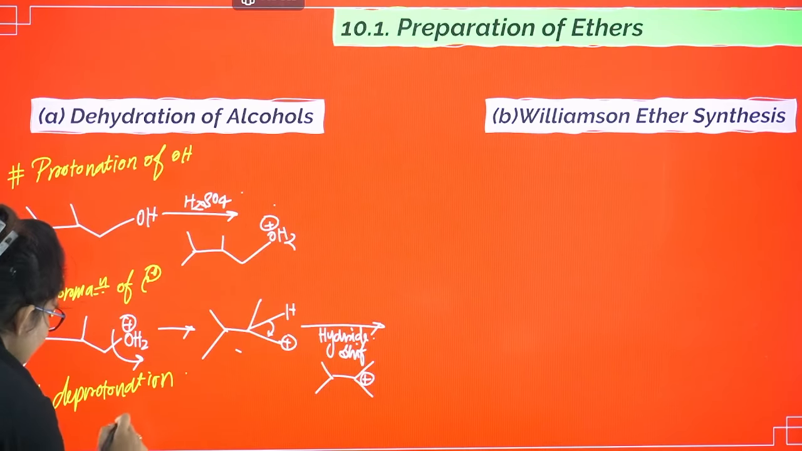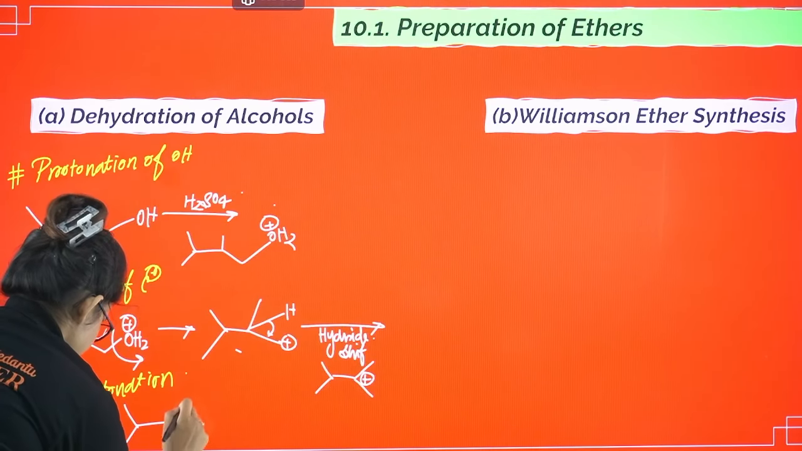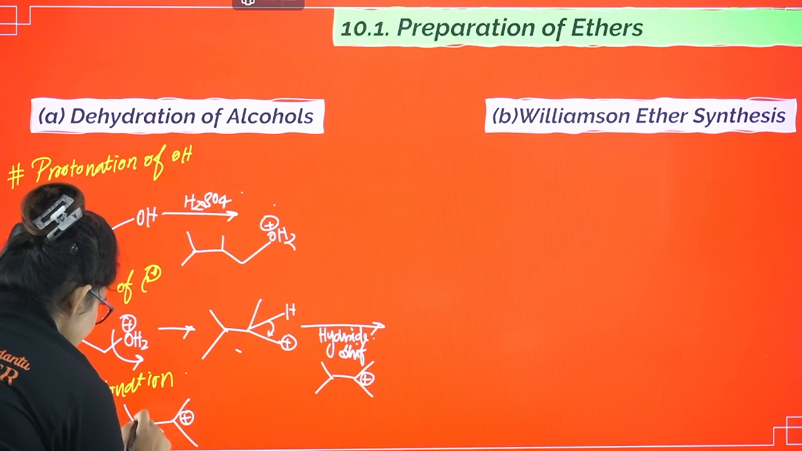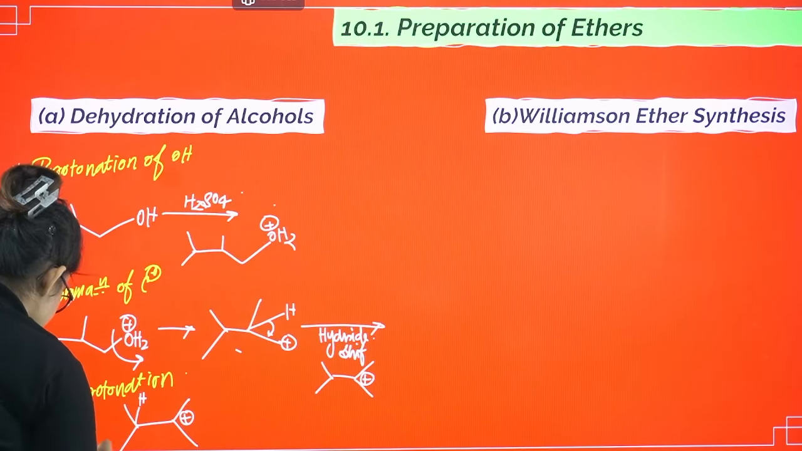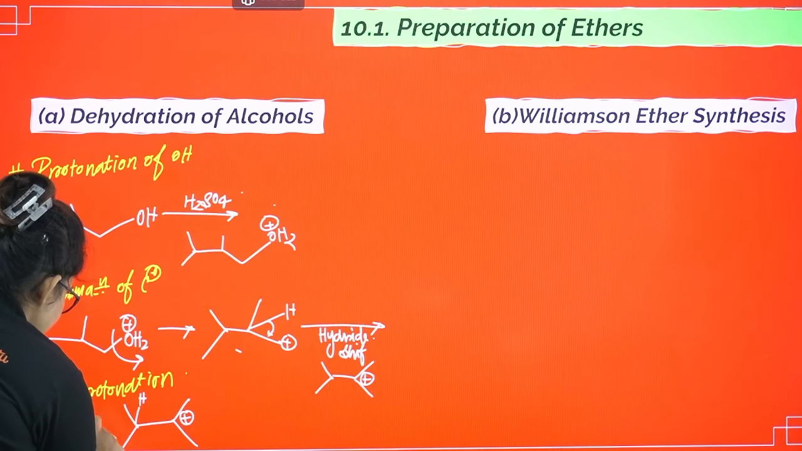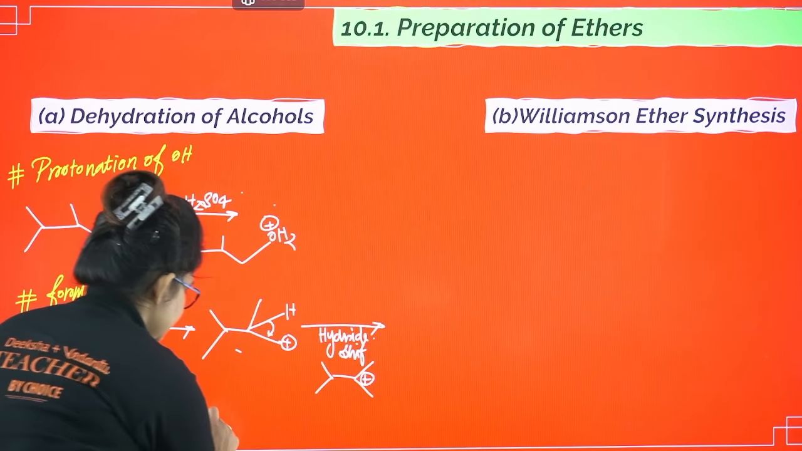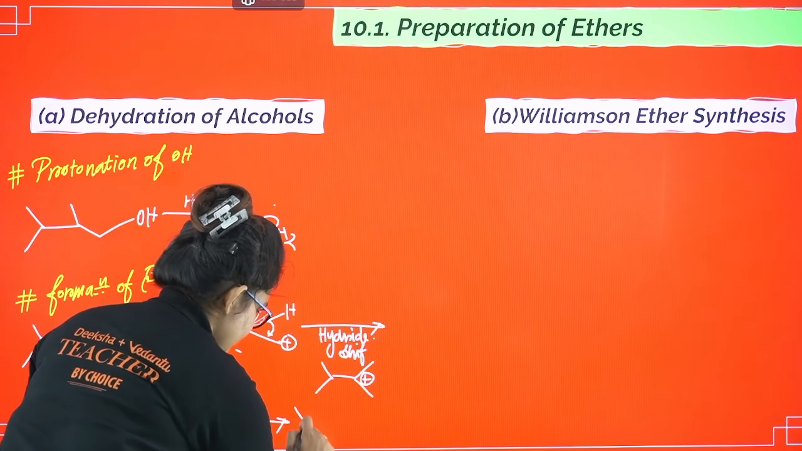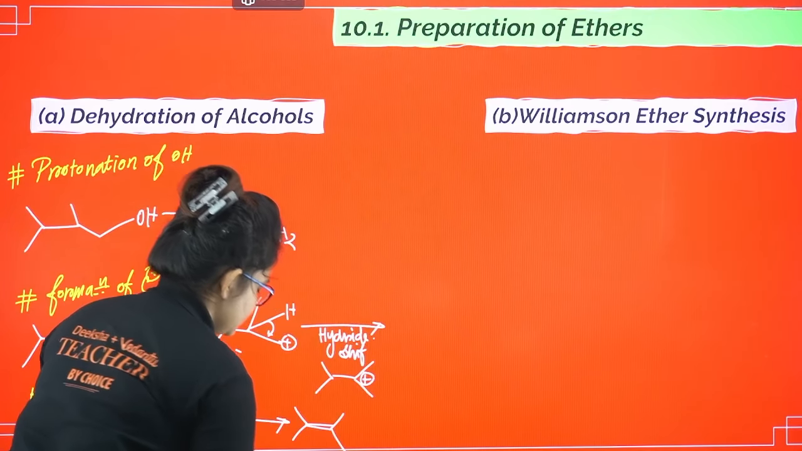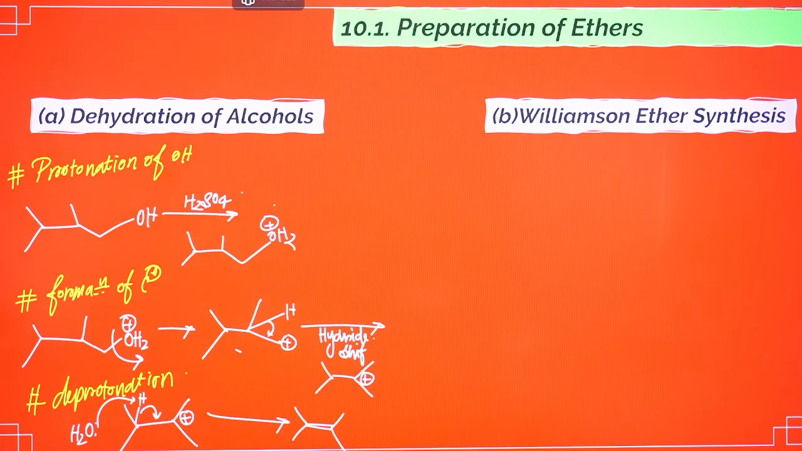I am having this carbocation, and here I am having one hydrogen, right? Now I am having water in my medium. This water will take up this hydrogen, and this bond will jump here. As a result of this, see what you are getting? You are getting one alkene. Okay, I guess this thing is clear.